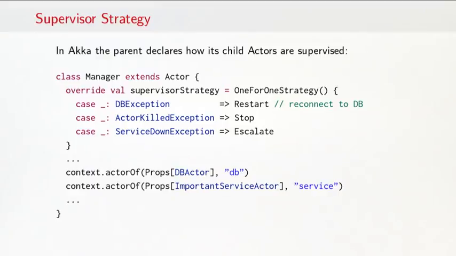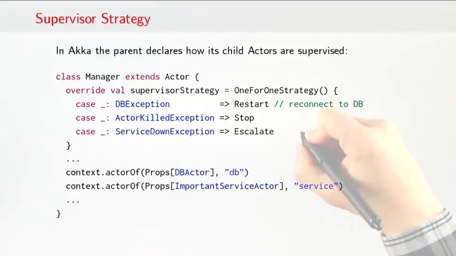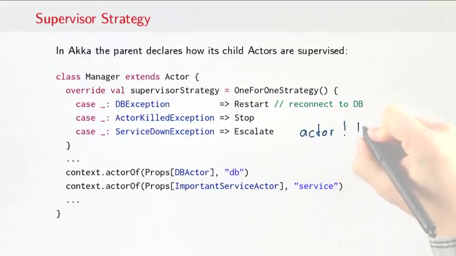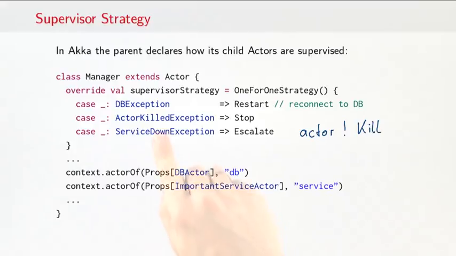The second case describes what shall happen when the actor receives a kill message. You can write actor bang kill, which is a case object, and this is handled automatically by the actor context, and which will make the actor throw an exception, namely this actor killed exception, and then the supervisor gets to decide what to do, and usually the intention was to stop the actor, so that's what we do here.